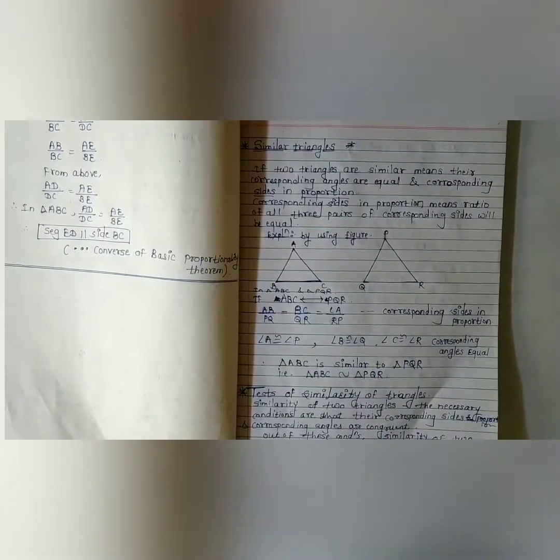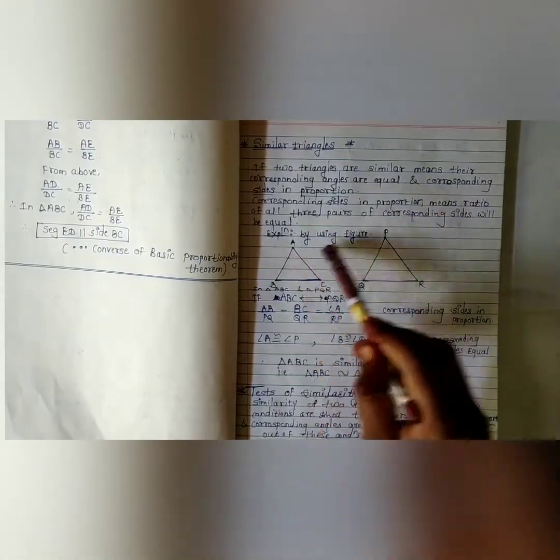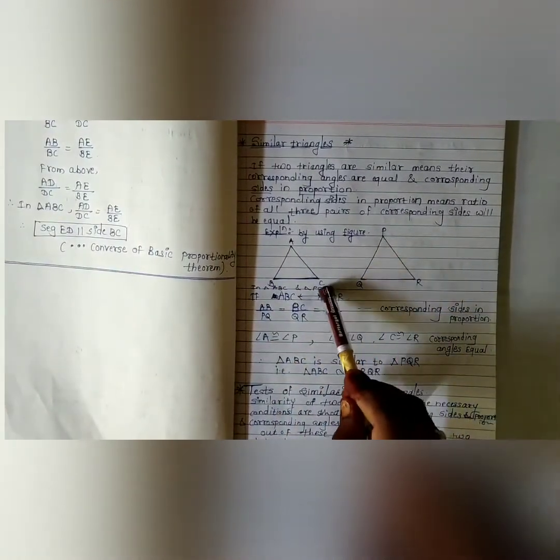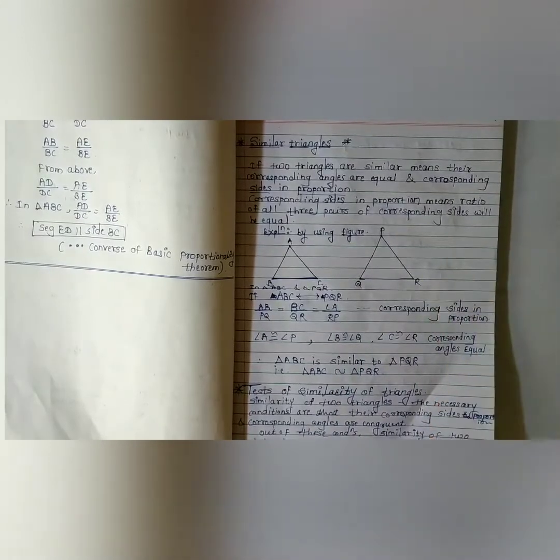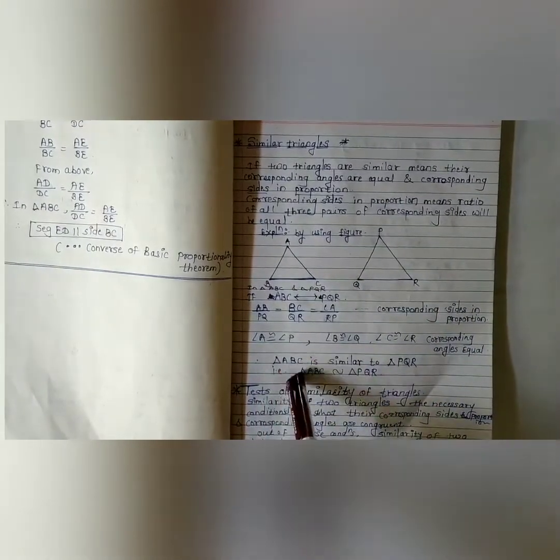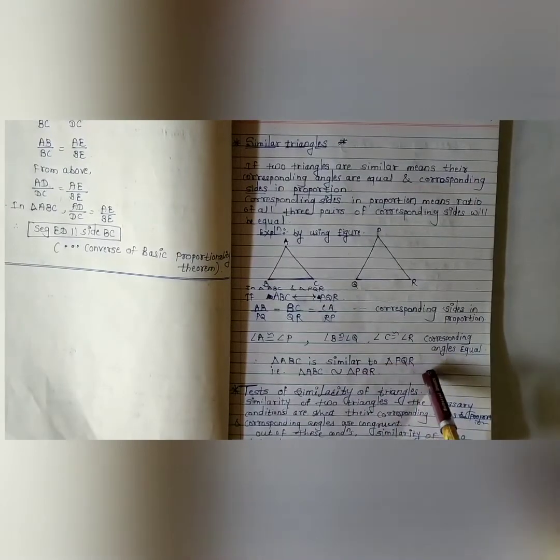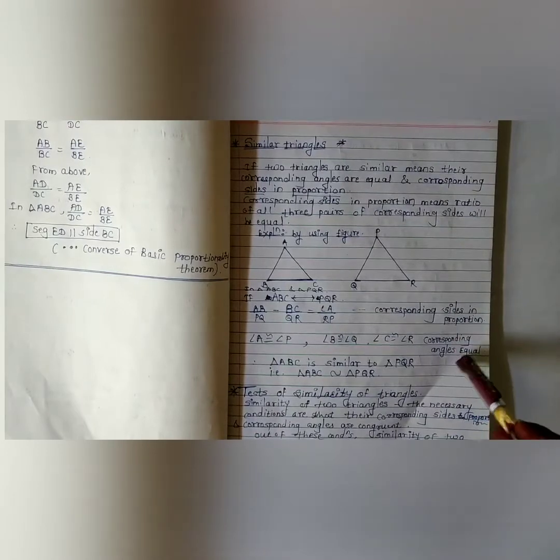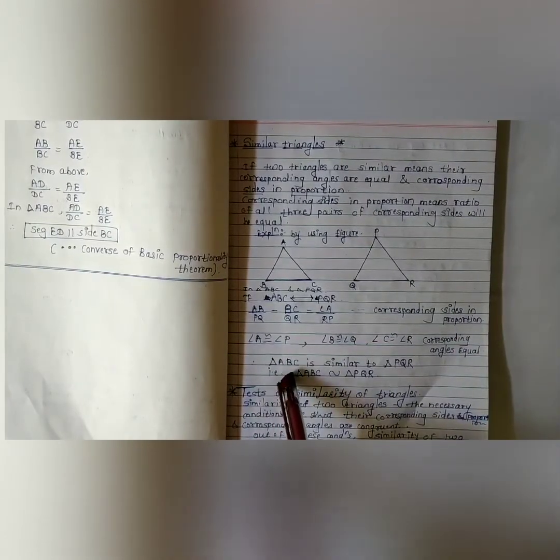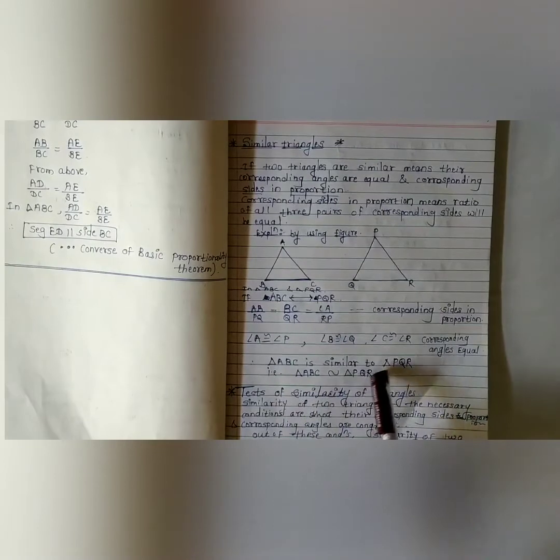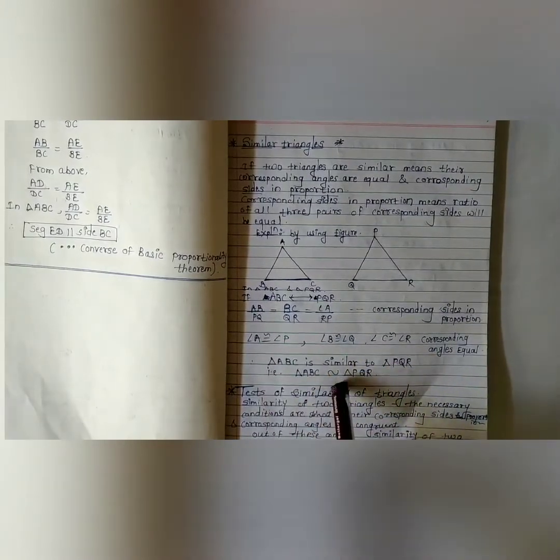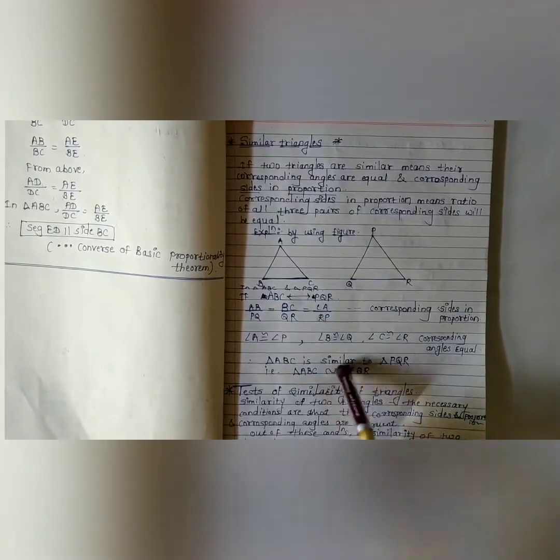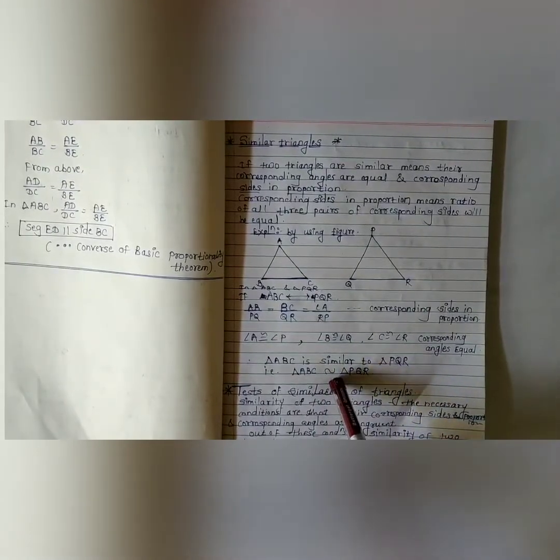Their corresponding angles are equal means angle A is congruent to angle P, angle B is congruent to angle Q, angle C is congruent to angle R. We say that triangle ABC is similar to triangle PQR if corresponding sides are in proportion and corresponding angles are equal. In symbolic representation, triangle ABC is similar to triangle PQR. This sign represents triangle similarity.